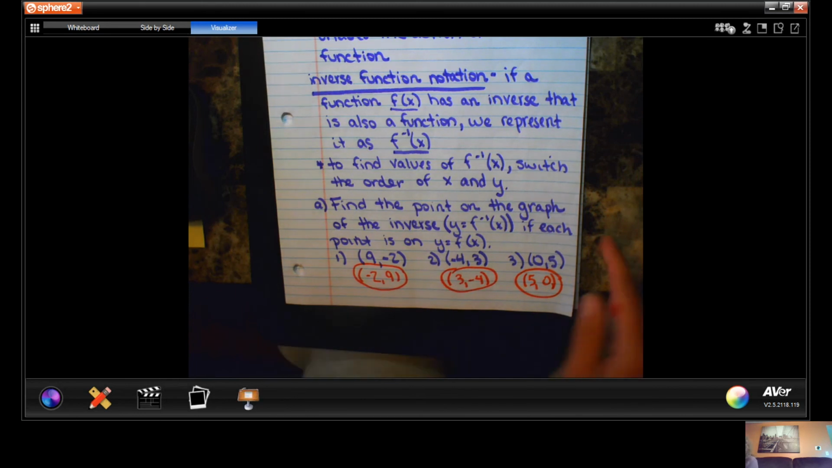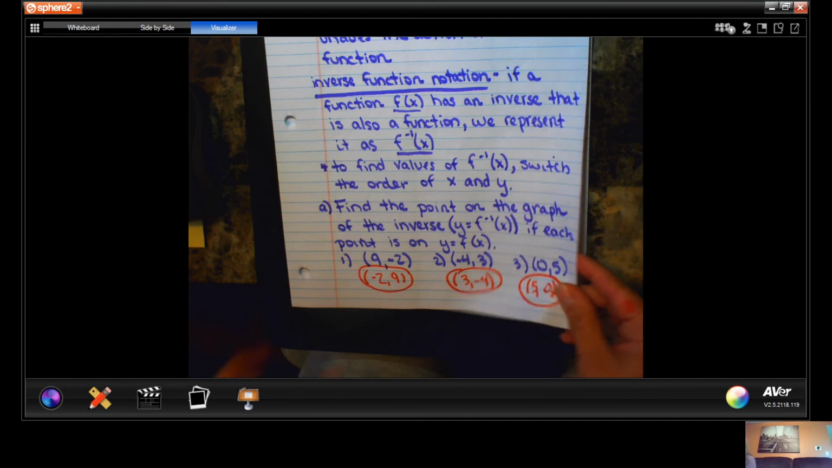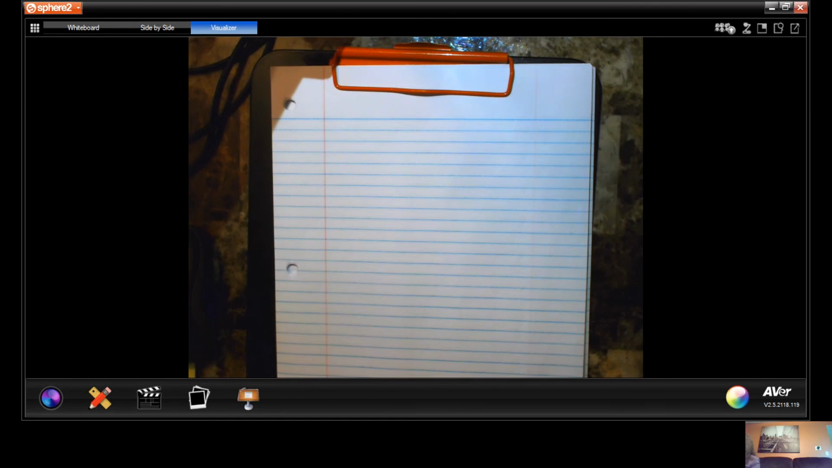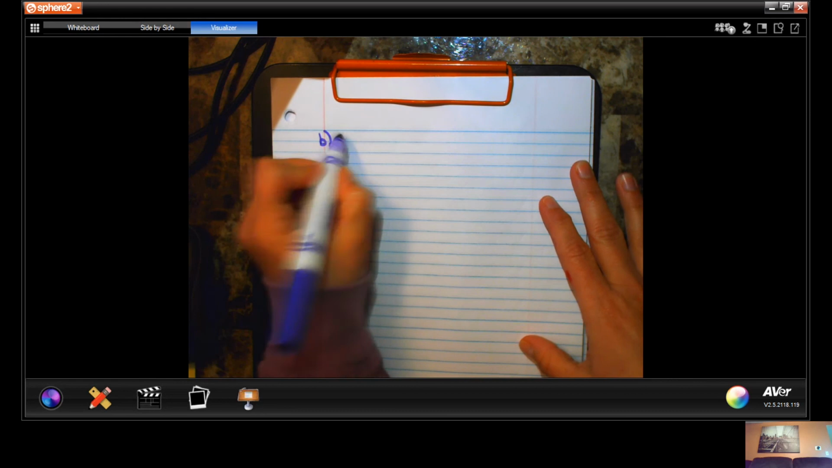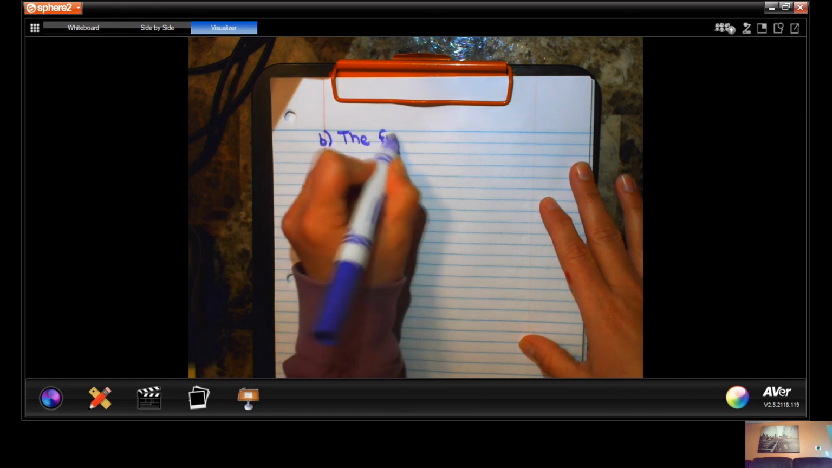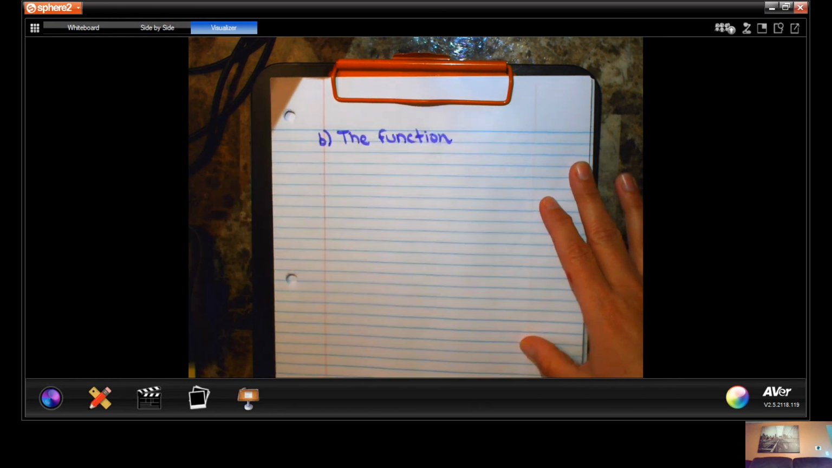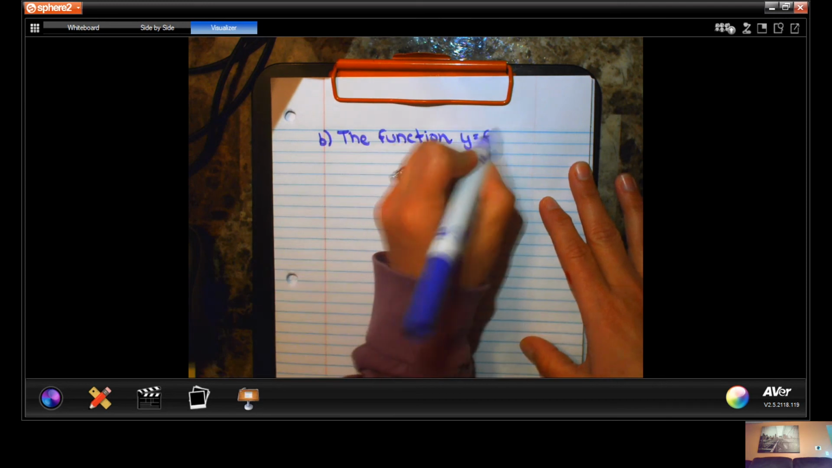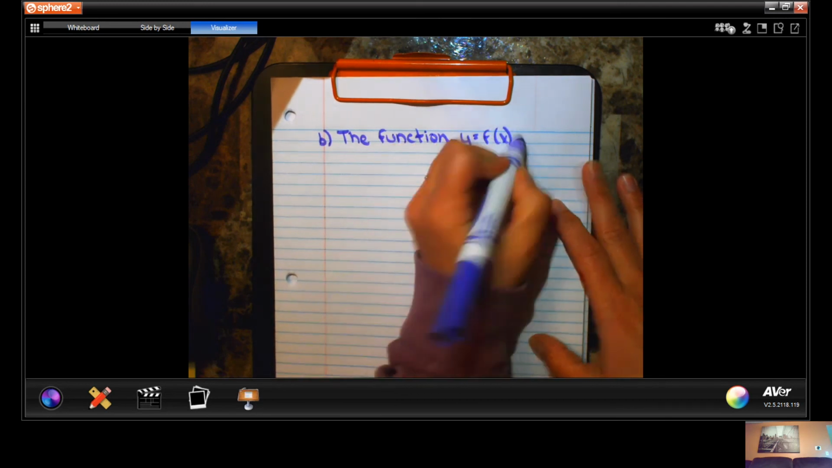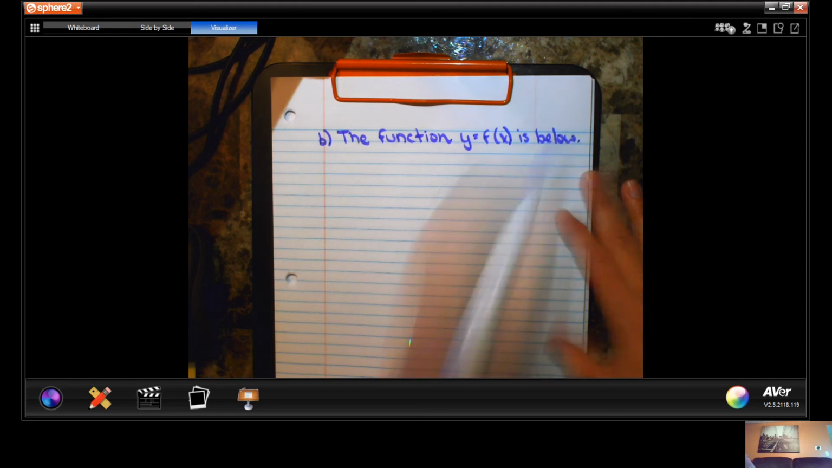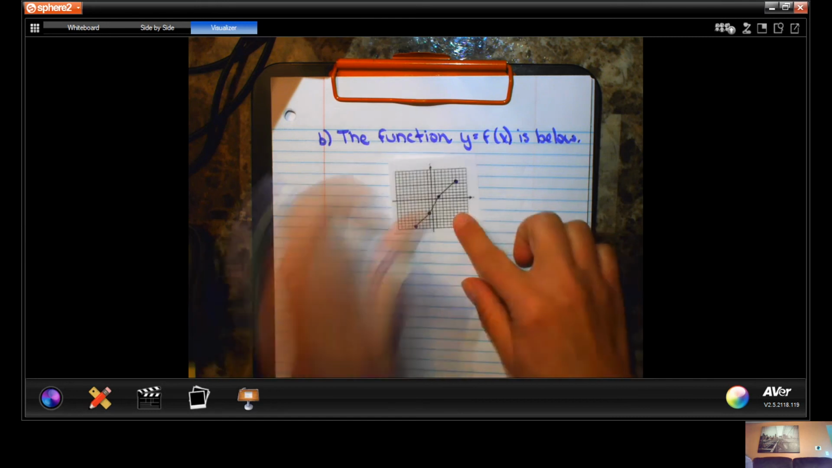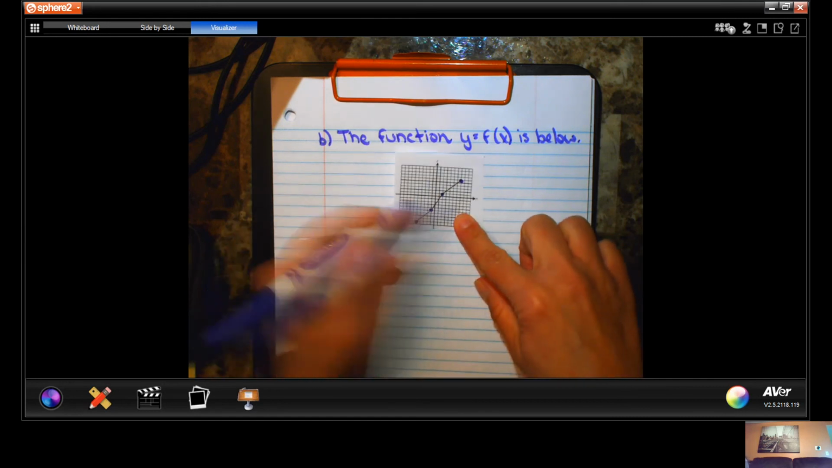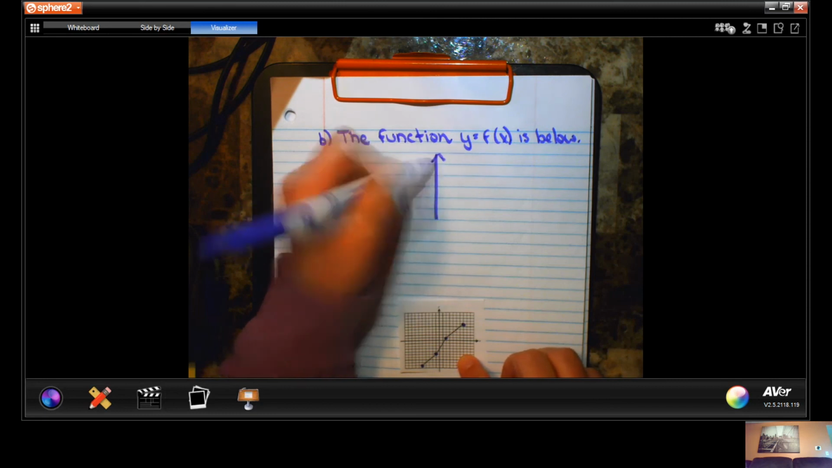Now we're going to look at graphs. So I'm going to take this off and flip to the next page since I'm running out of room. I'll move my paper out. So now we're going to look at graphs. Can you write for example B: the function y equals f of x is below. What I'm going to do now is have you make a graph, and we're going to make a sketch of this little drawing. So we're going to make our x and y axis. So here's our x and y axis.